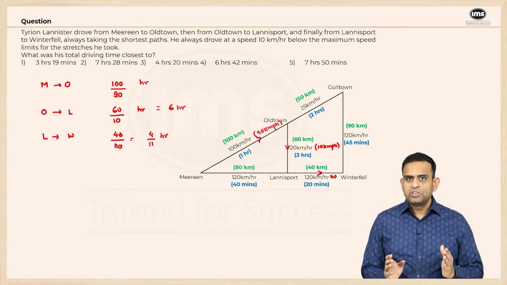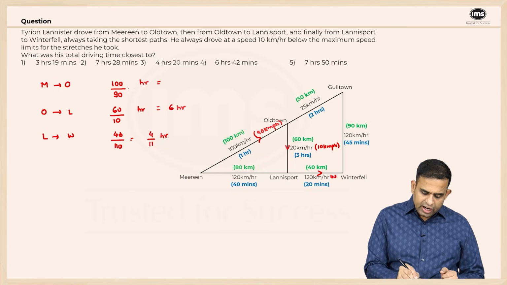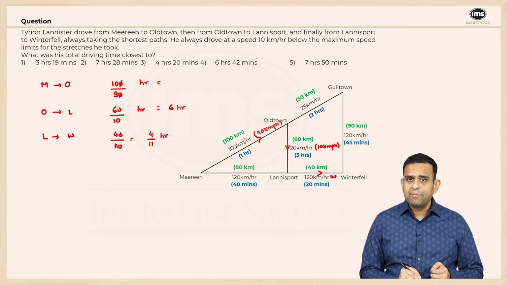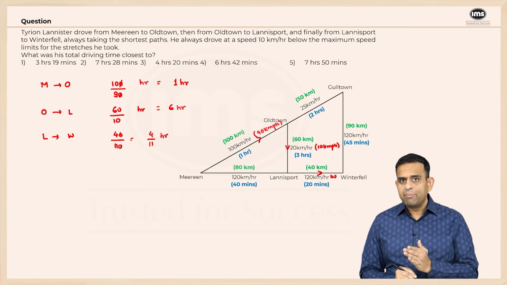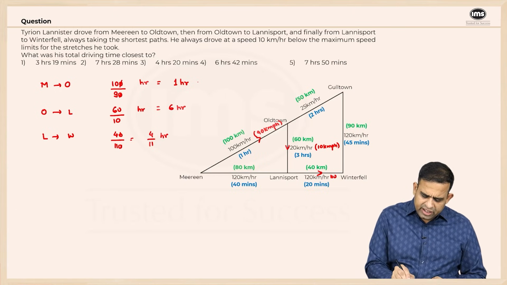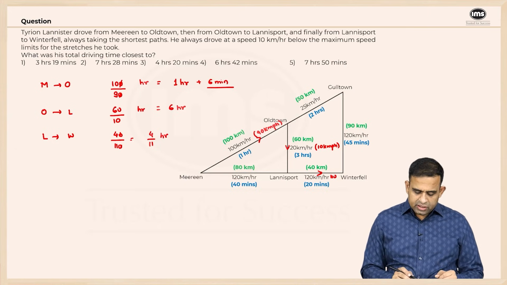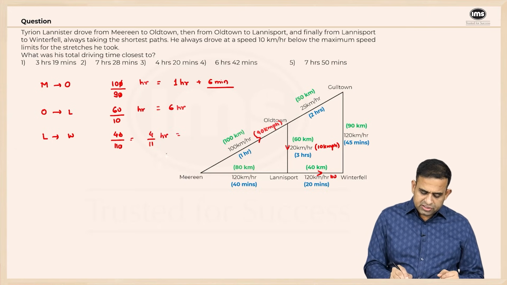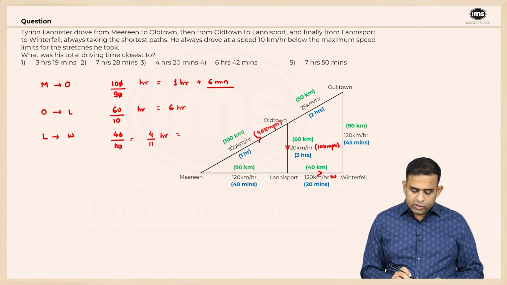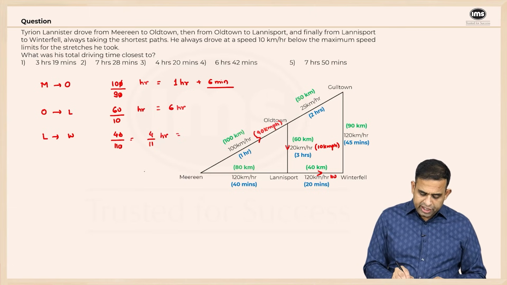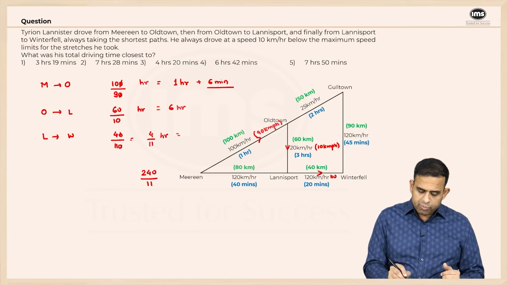Now, if you do some basic calculation, 100 by 90 simply becomes 10 by 9 of an hour, which simply means 1 and 1 by 9 hours. If I do approximation, it will be 1 hour plus 1 by 9 of an hour, which is approximately another 6 minutes, 6 point something. This part, 4 by 11 of an hour, if I multiply it by 60 to convert this into minutes, will be nothing but 240 by 11, and that will give you approximately 22 odd minutes.